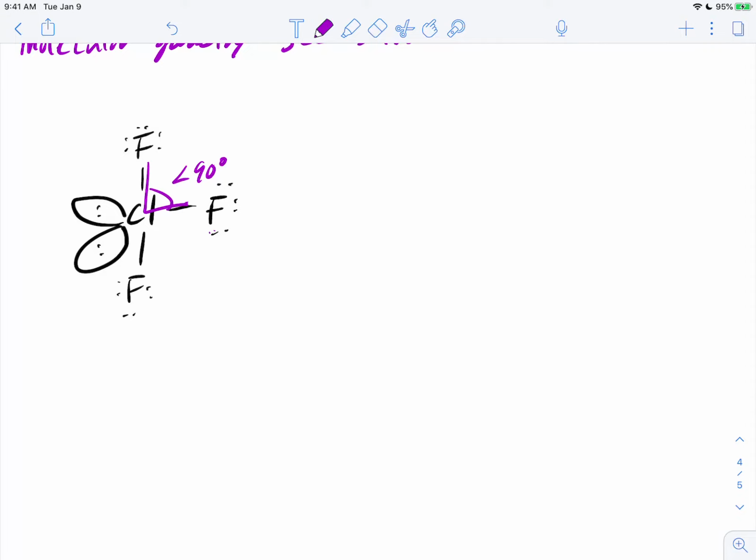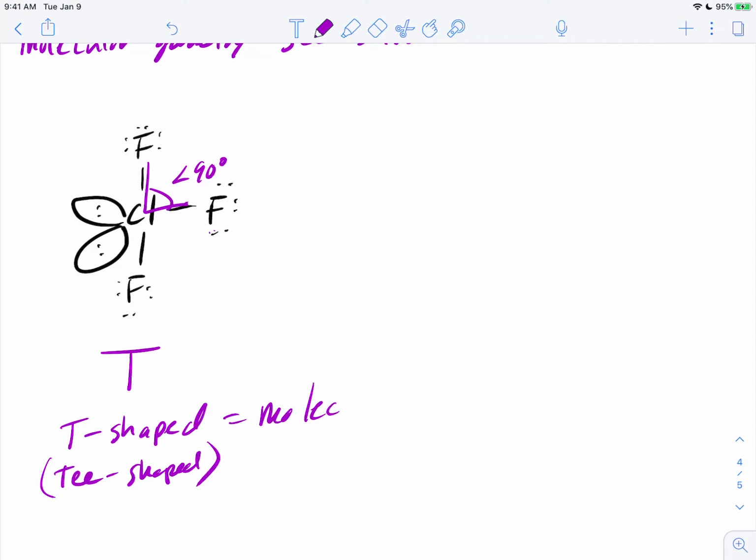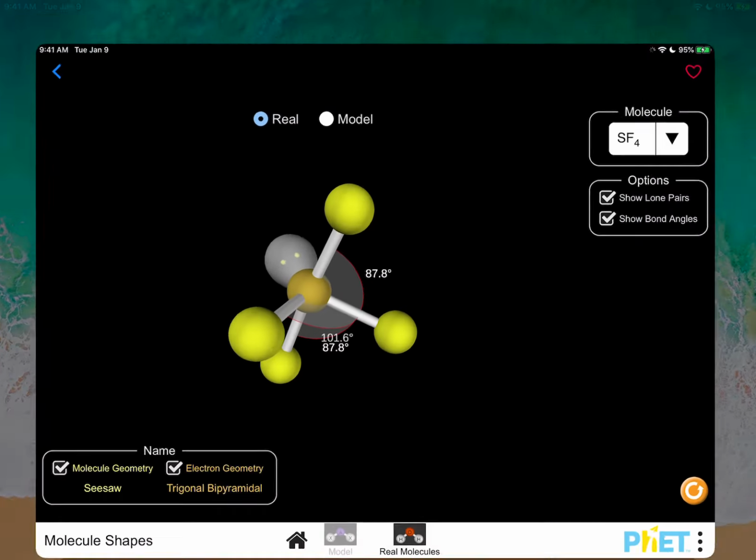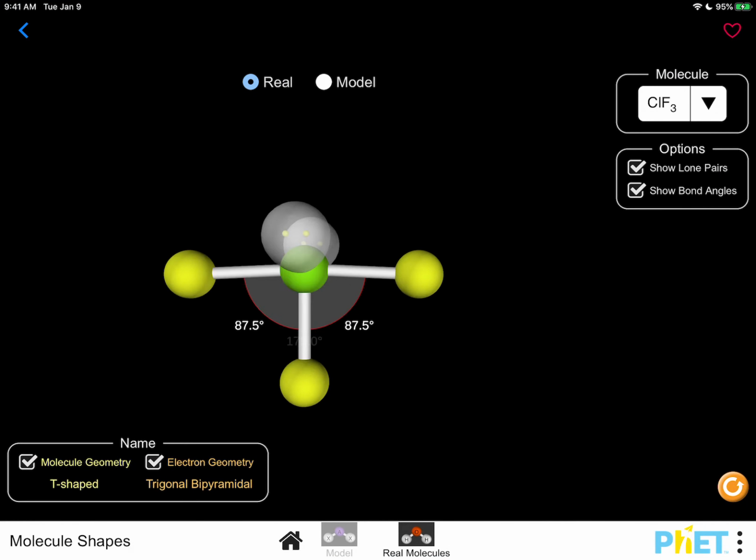And so if we turn this on its side, it has this T shape. So we call it T-shaped. That is the molecular geometry. And let's see if ClF3 is on the PhET simulation. I think it is. There it is. So yeah, they just call it T-shaped.